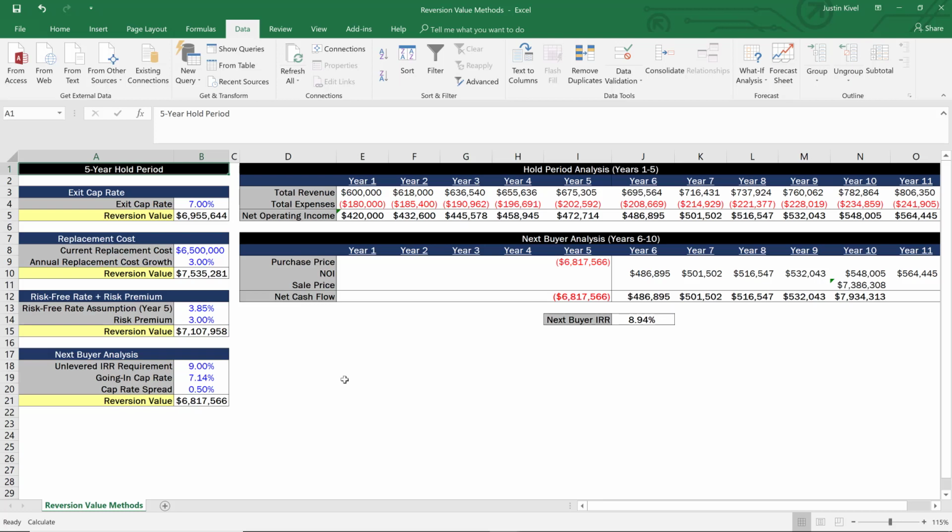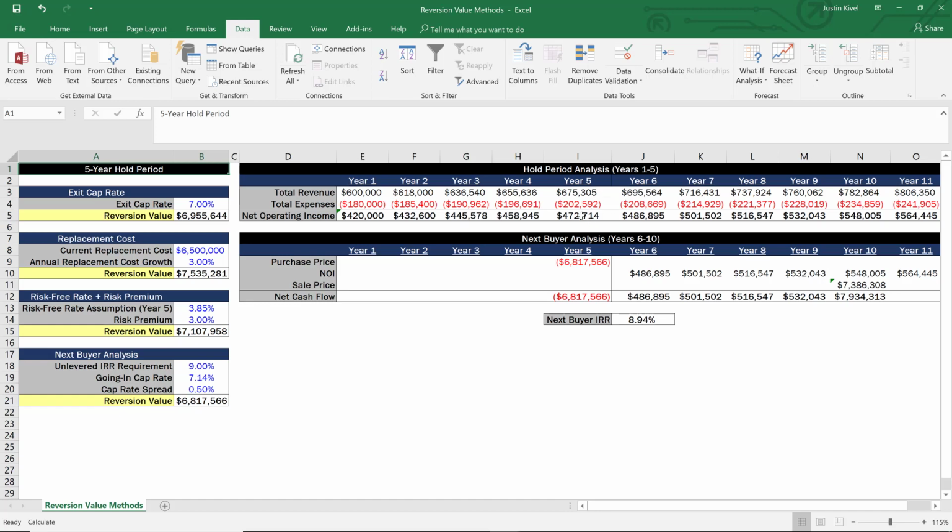Hey guys, I wanted to make a quick video on the different kinds of reversion value methods that are out there in commercial real estate. So what I mean by the reversion or the exit or the sale price of the property is, when you buy a piece of commercial real estate, you are inevitably going to include in your analysis an assumption on when you sell the property. So if you assume that you're going to hold the property for 5 years, then you're going to assume that you sell the property at the end of year 5.